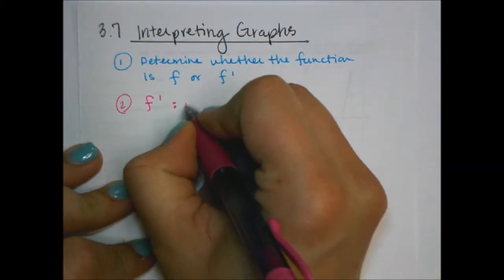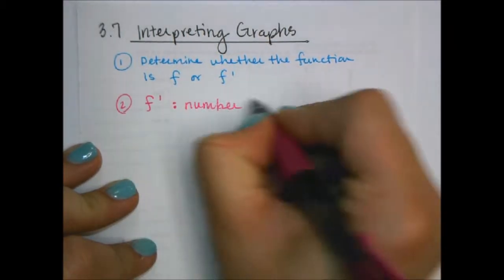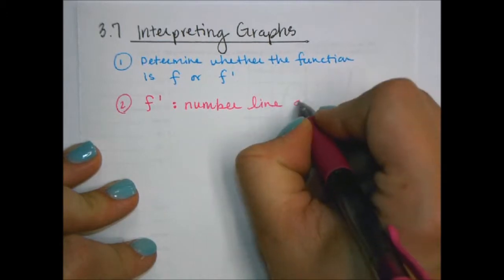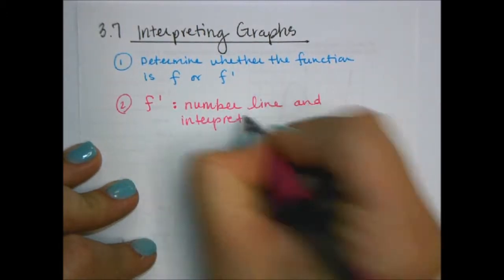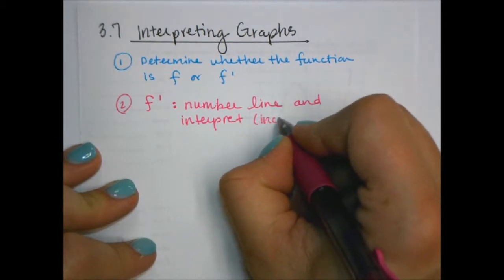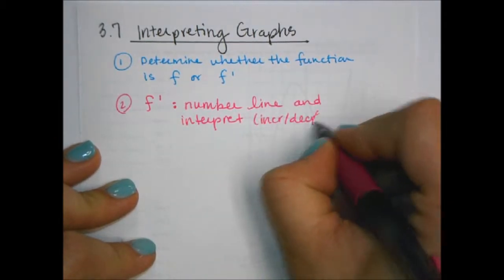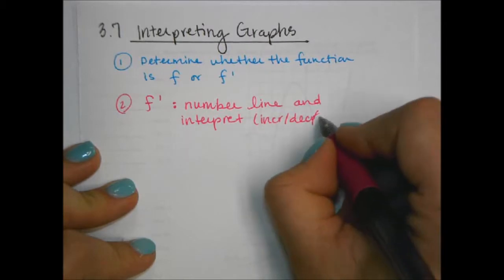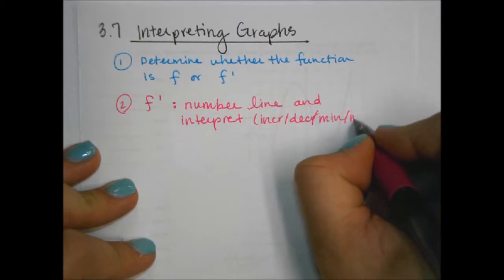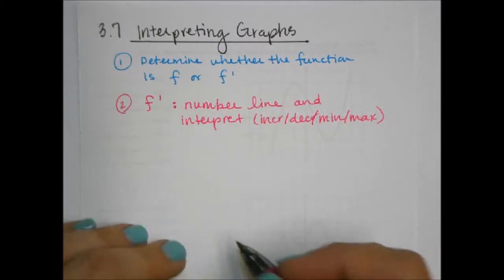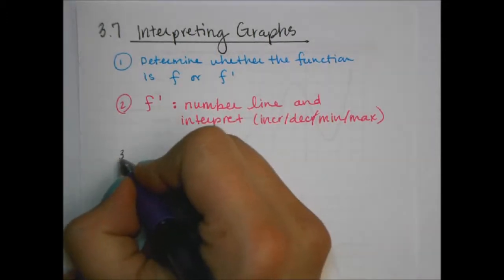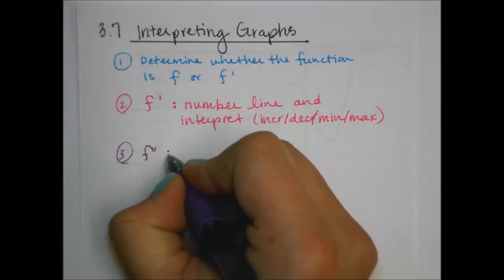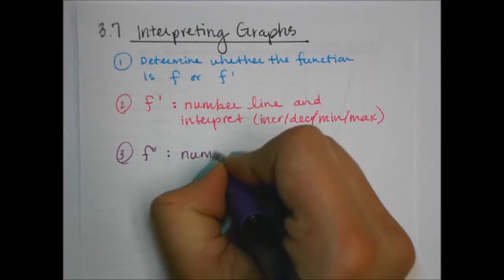we're going to make a number line and interpret from there, which should tell us things like increasing, decreasing, relative min, and max. From there, we'll make our second derivative number line, and we'll use the graphs to interpret from there.